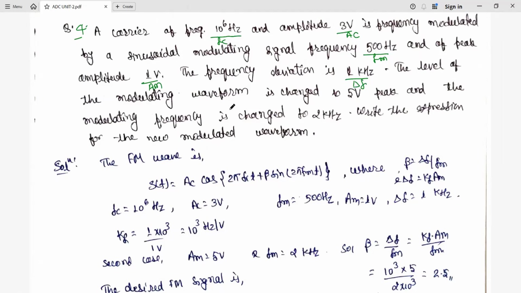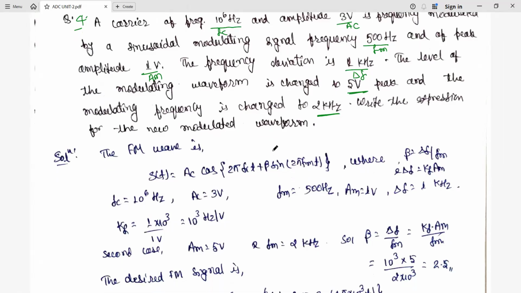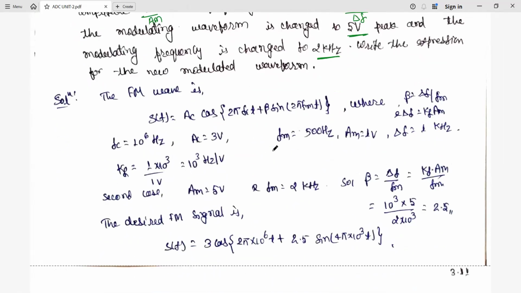The level of the modulating waveform is changed to 5 volt peak, and the modulating frequency is changed to 2 kilohertz. So that is, fm has changed. Write the expression for the new modulated waveform. First we'll see the general waveform. We have Ac cos 2 pi fc t + beta sin 2 pi fm t. Here they are not writing t equal to 0 at all, so we have taken the cos, and the modulating wave is the sine. Beta is delta f by fm. Delta f is kf into m. So all these things are given as we have written.